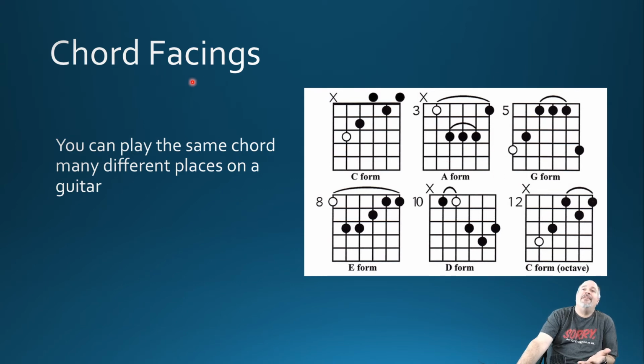Sometimes these are called facings. And as you grow, the more of those you learn, the better sound you can get, or a little bit of variety as you play. So you can play the same chords different places on the guitar. You just have to learn different fingerings.